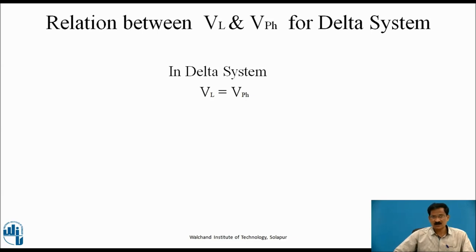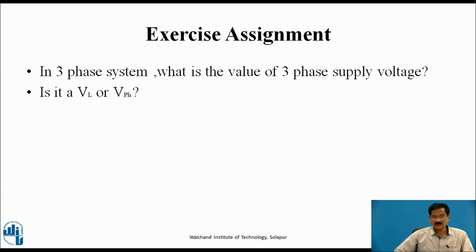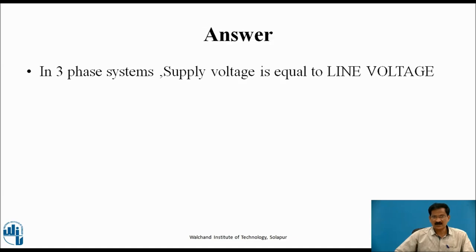Relation between line voltage and the phase voltage for delta system. In delta system, line voltage is equal to the phase voltage. Question. In three-phase system, what is the value of three-phase supply voltage? Is it line voltage or phase voltage? Answer is, in three-phase system, supply voltage is always equal to the line voltage.